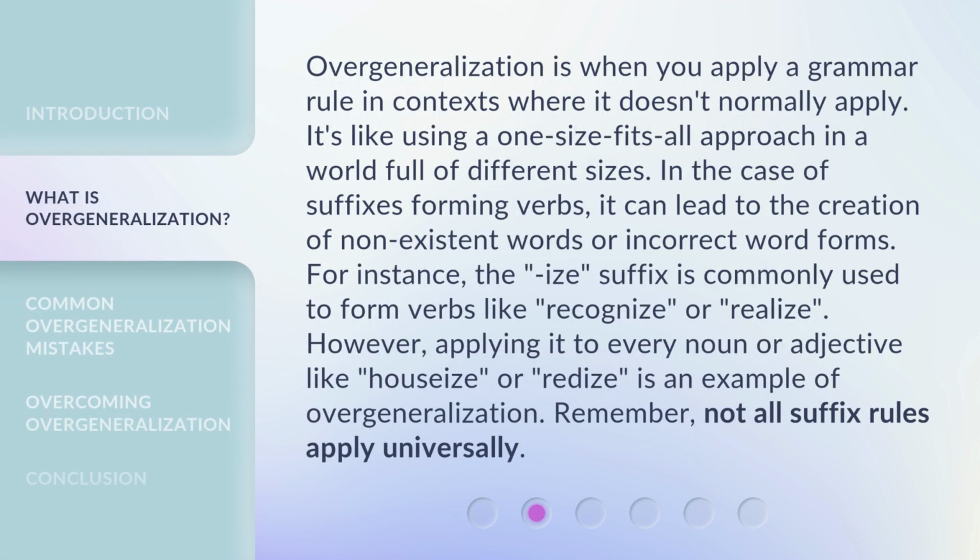Overgeneralization is when you apply a grammar rule in contexts where it doesn't normally apply. It's like using a one-size-fits-all approach in a world full of different sizes. In the case of suffixes forming verbs, it can lead to the creation of non-existent words or incorrect word forms.